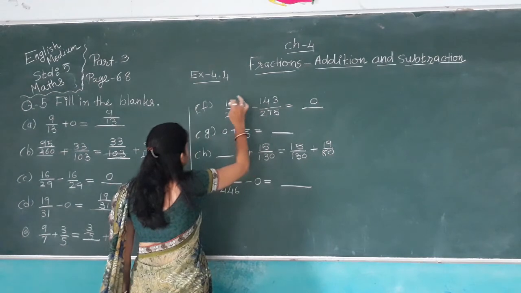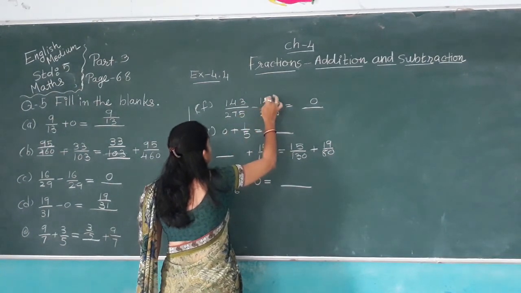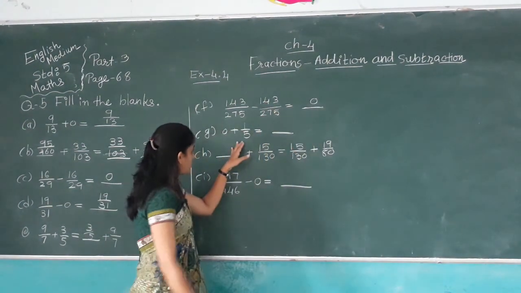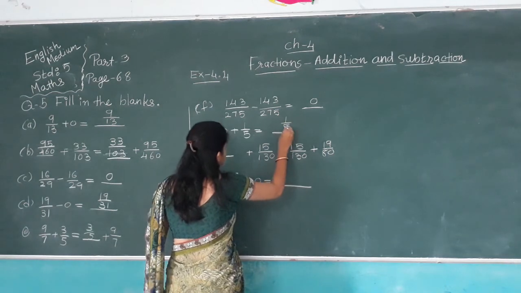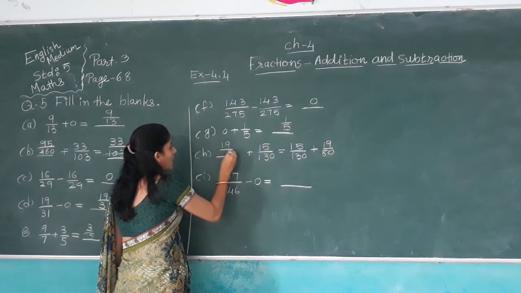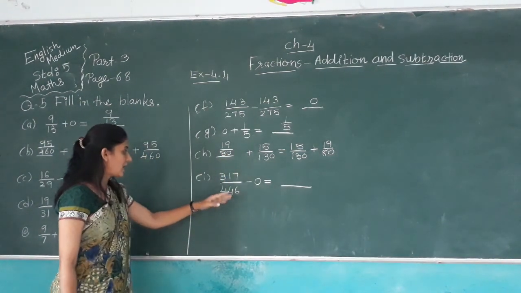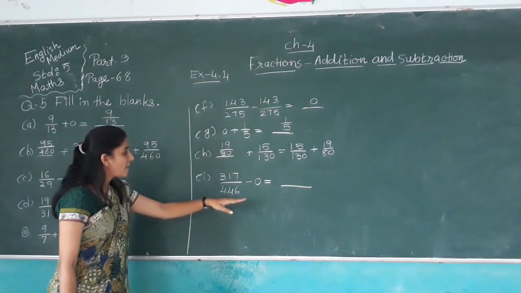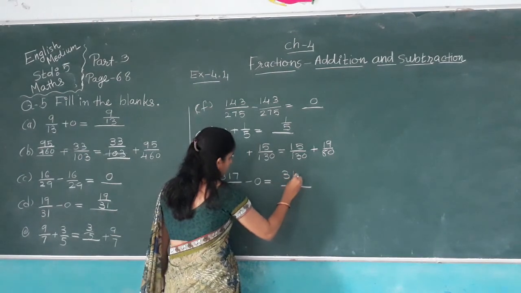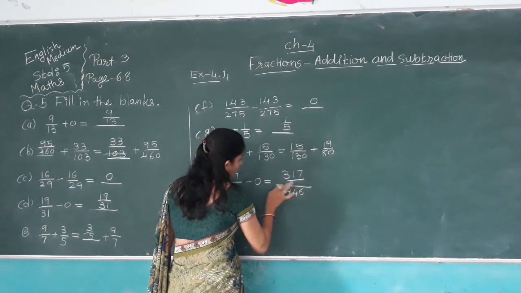1 out of 143 out of 275 is minus 143 out of 275. You get 0. 0 plus any fraction gives the same answer, 1 out of 5. Here which one is missing? 19 out of 80. 317 out of 446 minus 0 is equal to what? So here 317 out of 446.